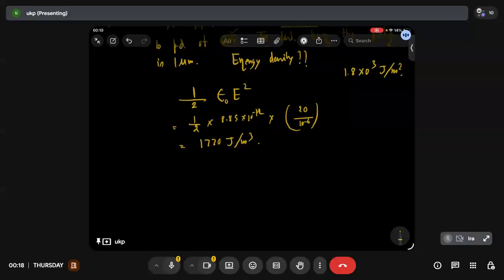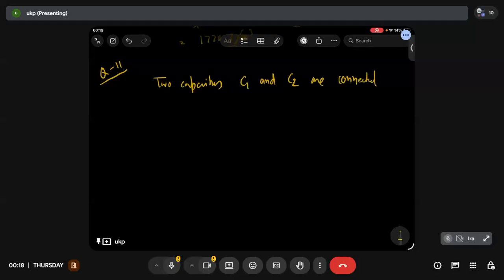Next problem is, what is the next problem? Guys, write the question with me. This is question number 11 of tonight. It says that two capacitors C1 and C2 are connected in parallel to a battery. Full stop. Babu, the charge time graph is given.